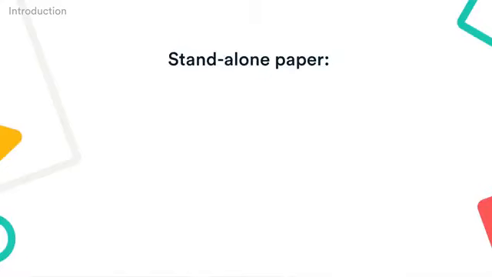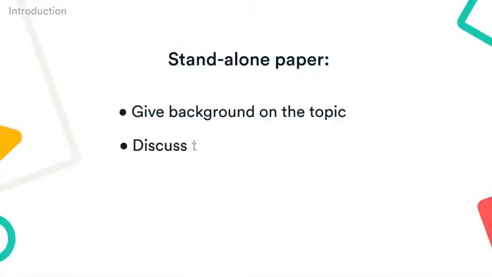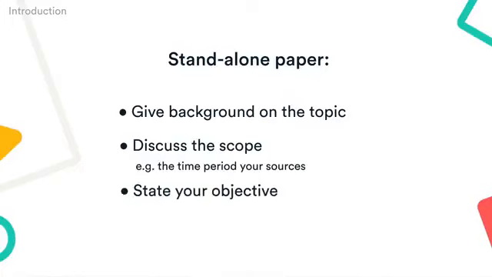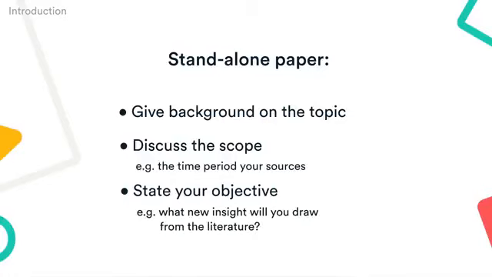If you're writing a standalone paper, give some background on the topic and its importance. Discuss the scope of the literature you will review. For example, the time period of your sources, and state your objective. What new insight will you draw from the literature?